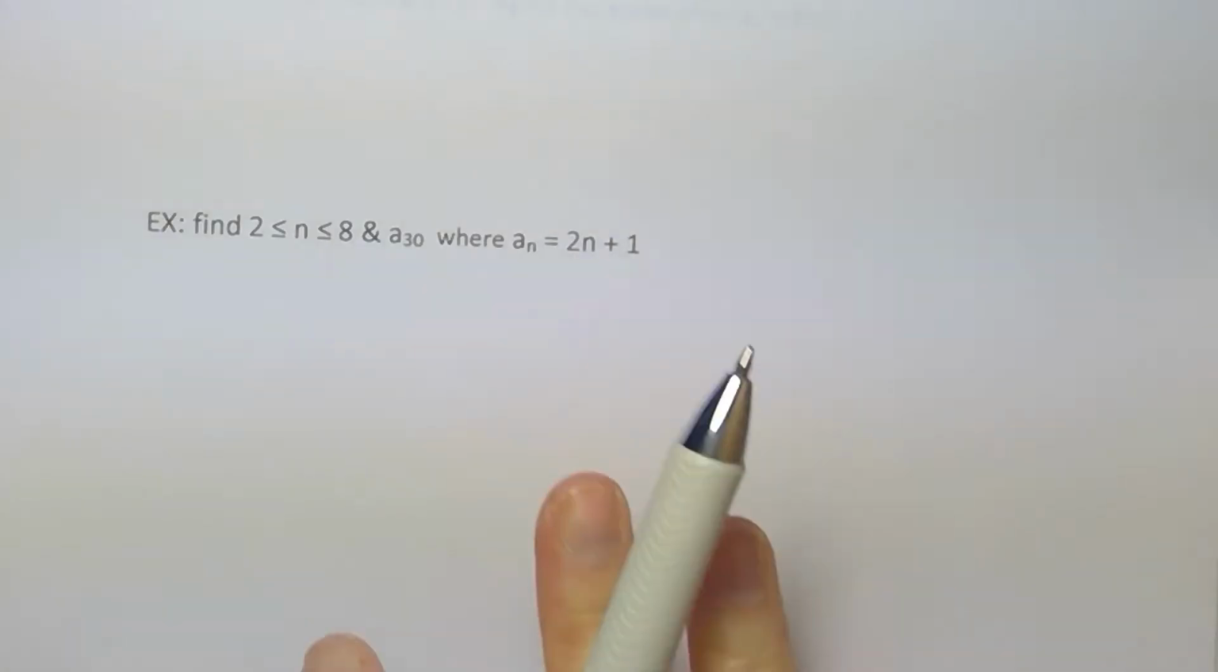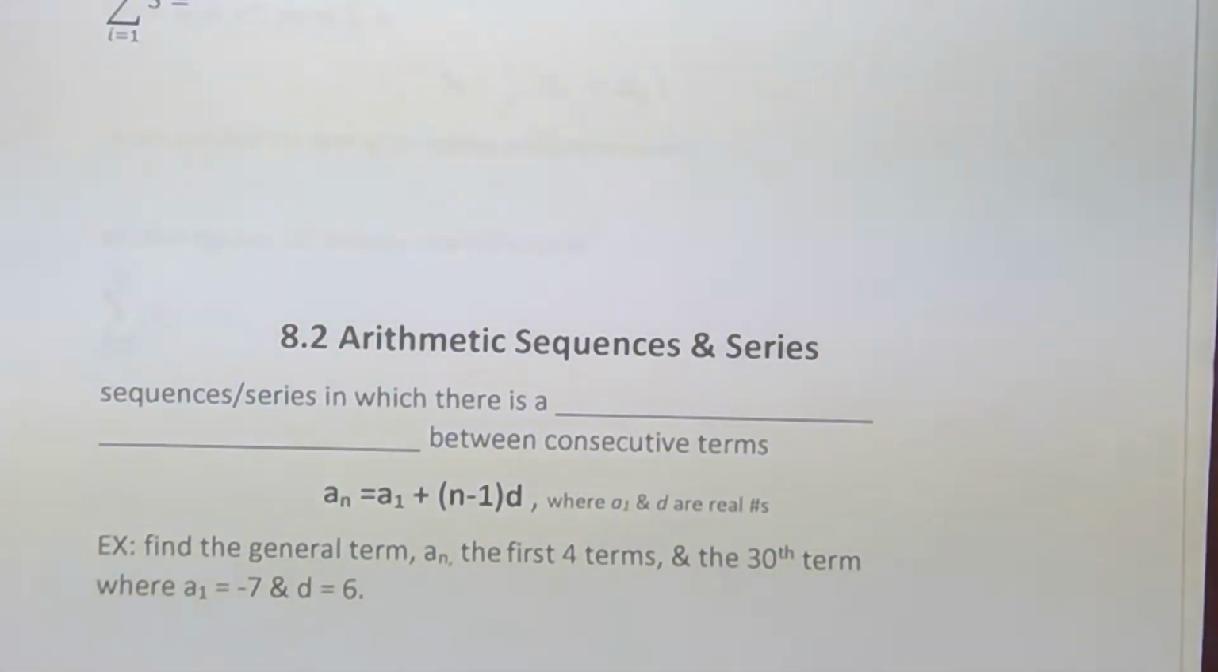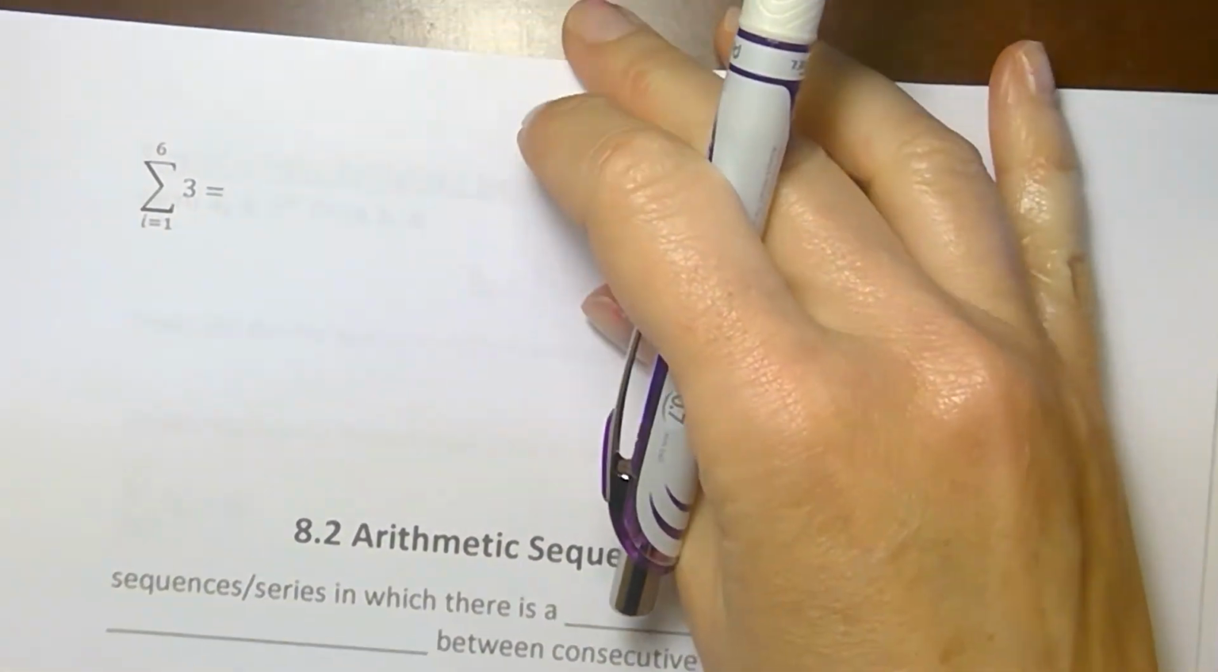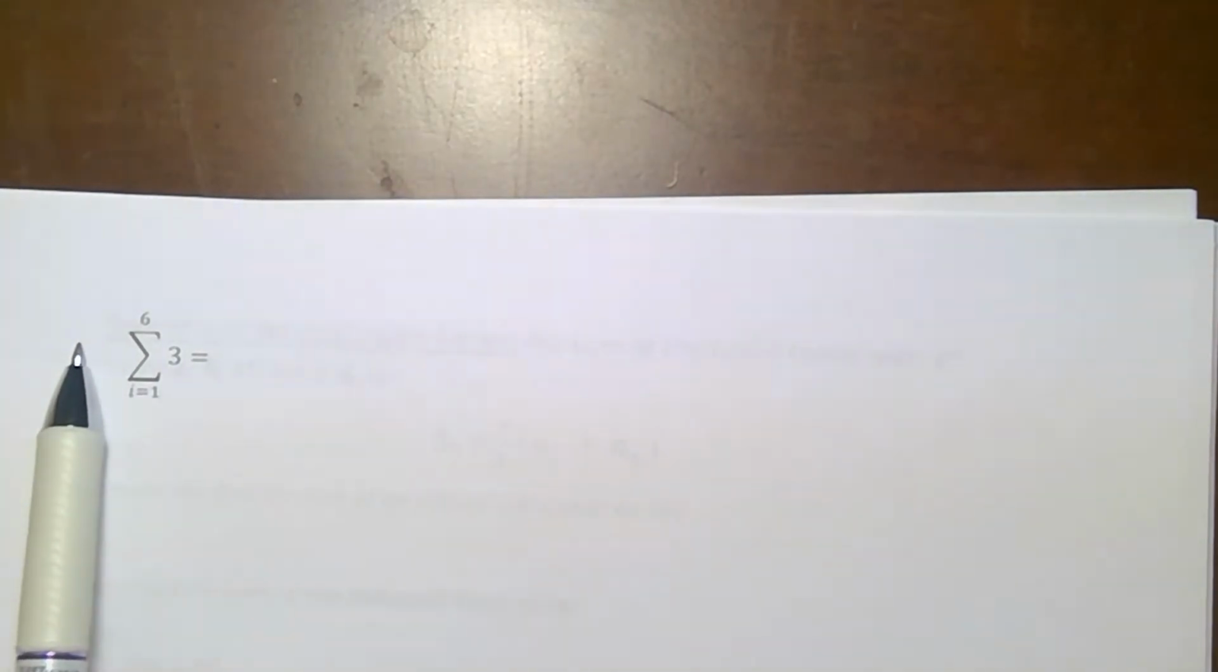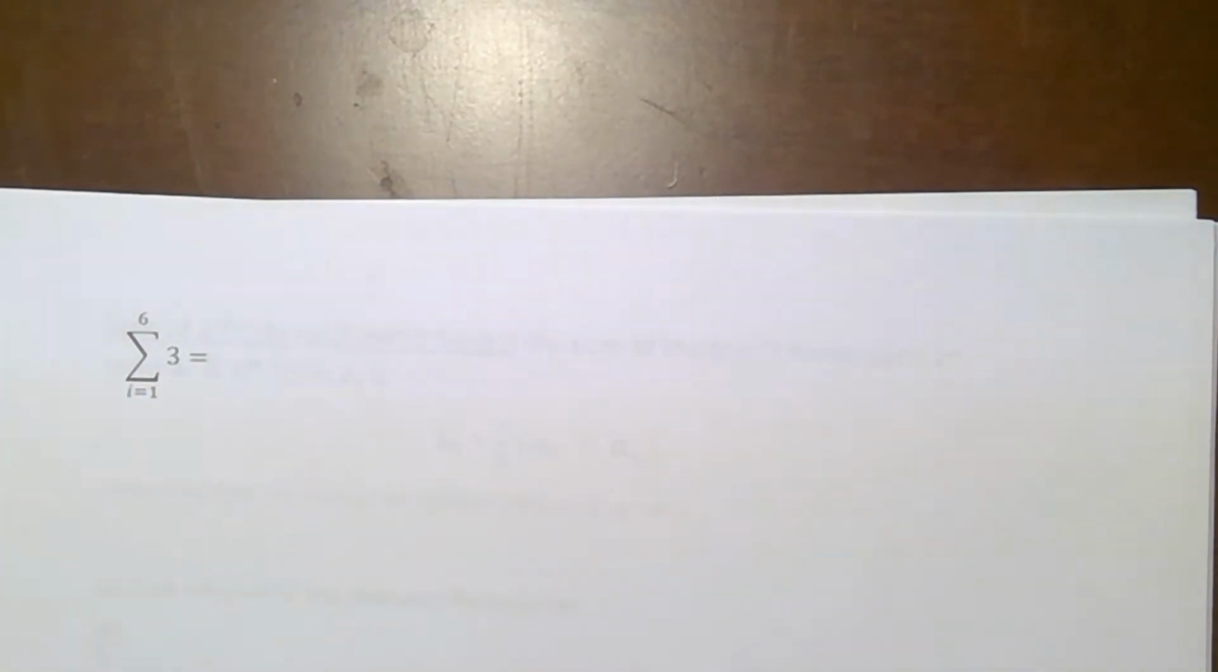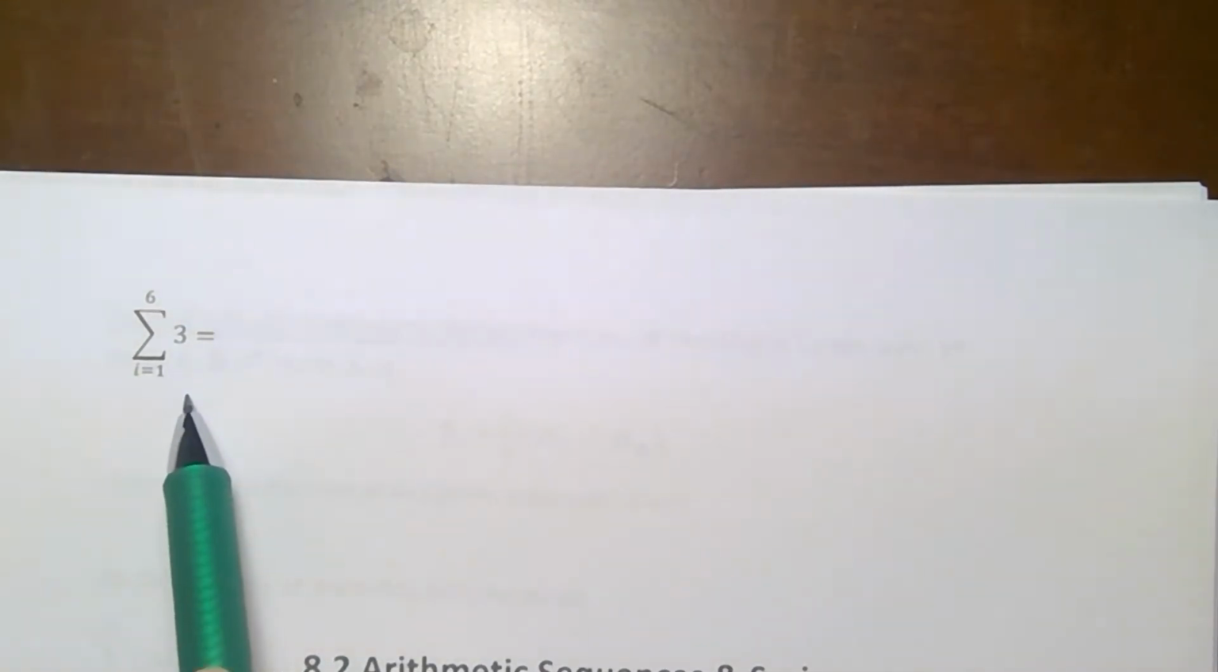Okay, let's look at the next page. We have one more example of an index of summation. This time I'm asked to find the 1st through 6th terms, and my general term is just 3. Well, when your general term is a constant, that's just it. You're just talking about that constant. It doesn't matter which term it is, it's going to be 3.